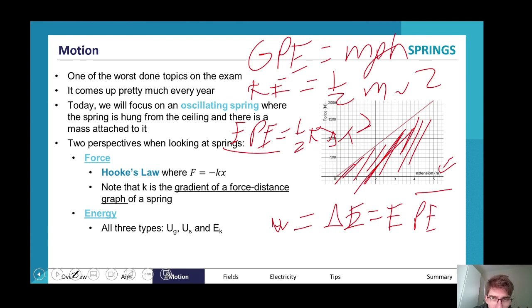But what is k? K, which you see here and also in Hooke's law, represents the stiffness of the spring. The higher the value of k, the stiffer the spring is. And you also need to know what k is in terms of words. A lot of students performed very poorly on the exam. I would say only 3% or 4% got that question right.